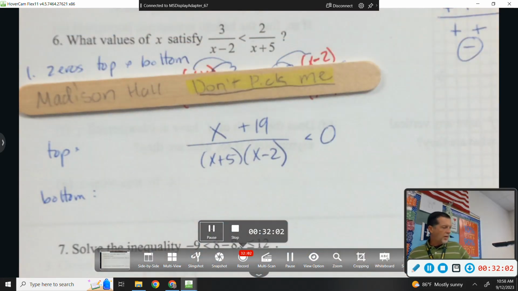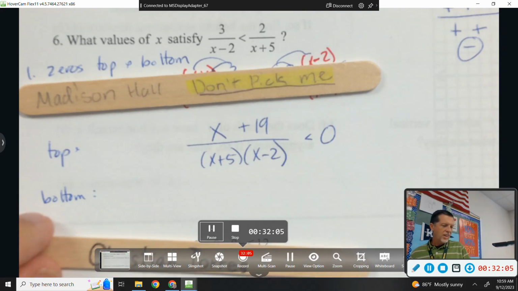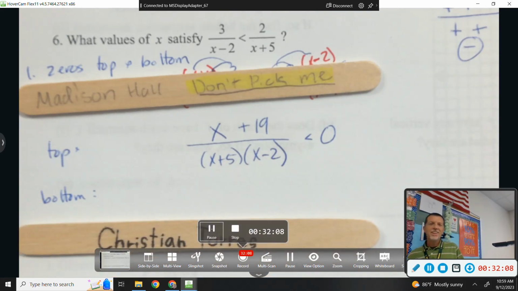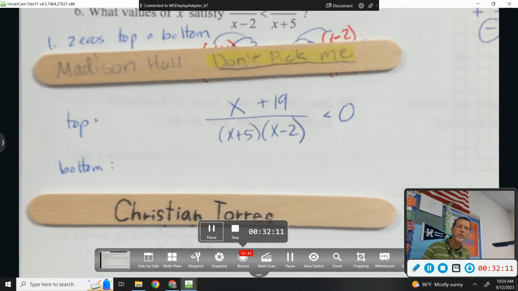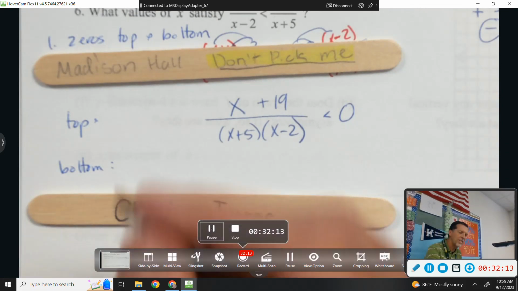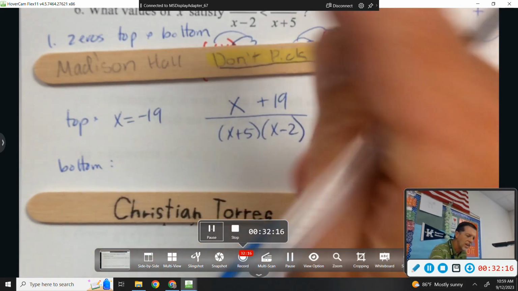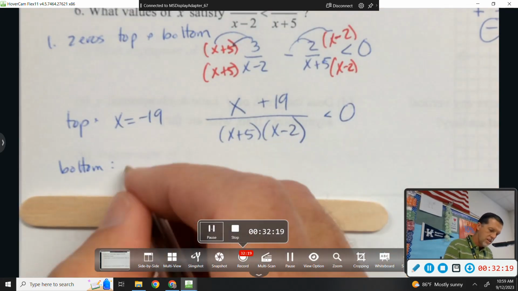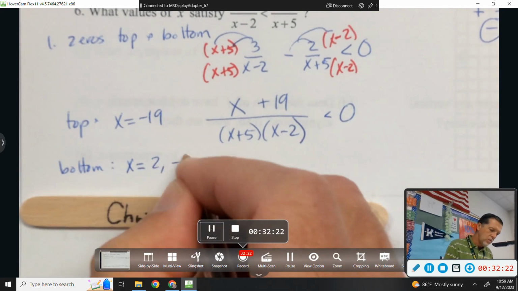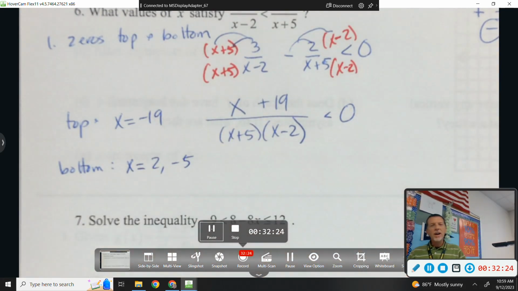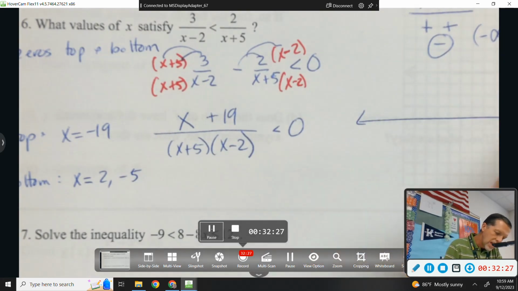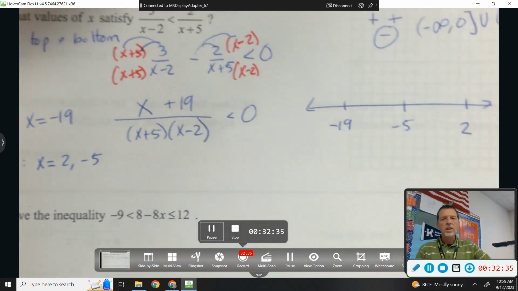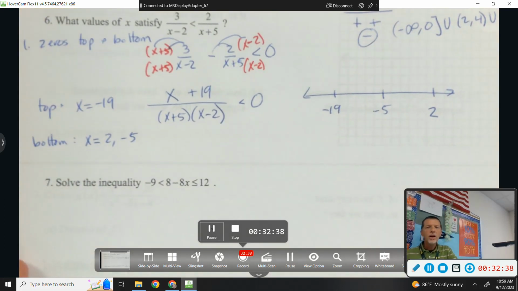How about zeros of the top? What would make the top be 0? What value of x would make the top 0? Negative 19. Christian, how about zeros of the bottom? 2 and negative 5. So those set up my number lines, or my number line. And negative 19 is way out there, but again, I don't care about the scale, as long as I put them on in the right order. Negative 19, negative 5, and 2. I don't have any double roots to worry about, so it's going to alternate the whole way.